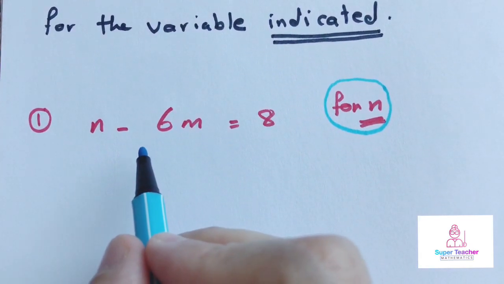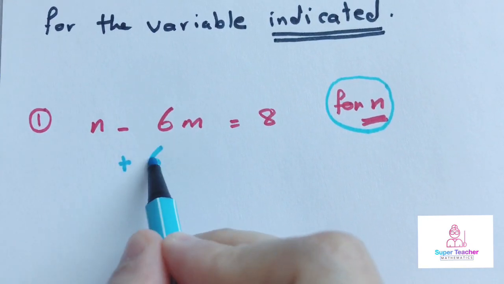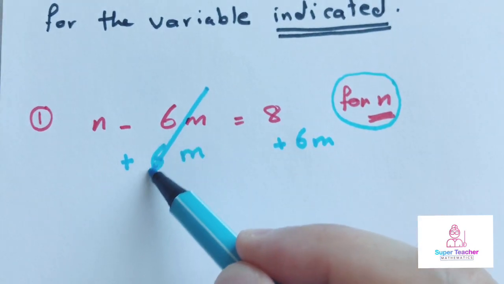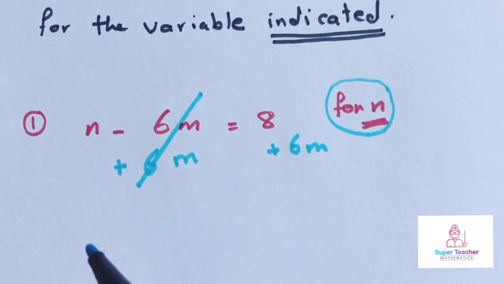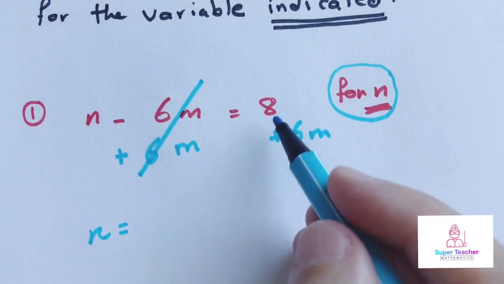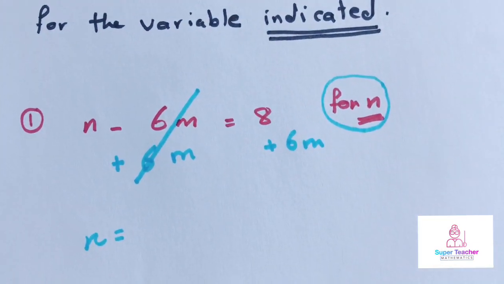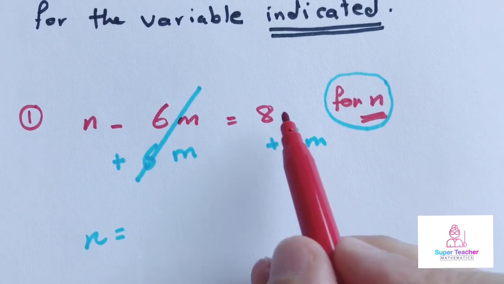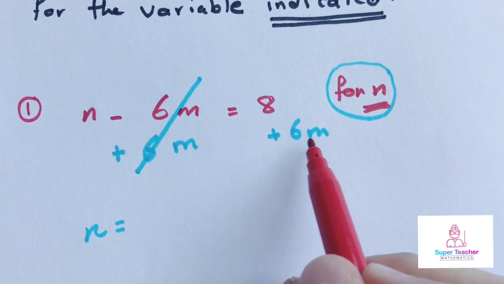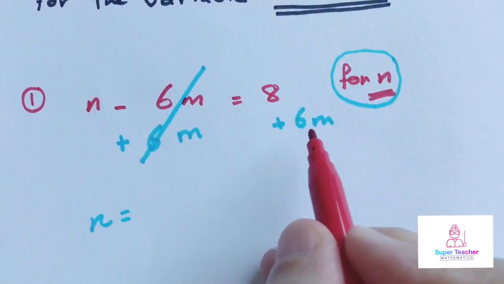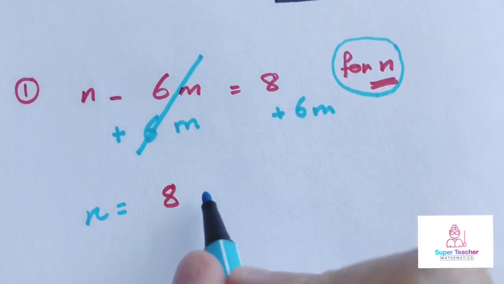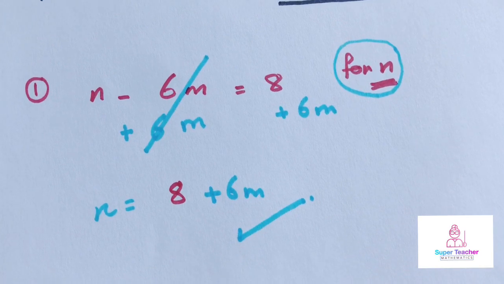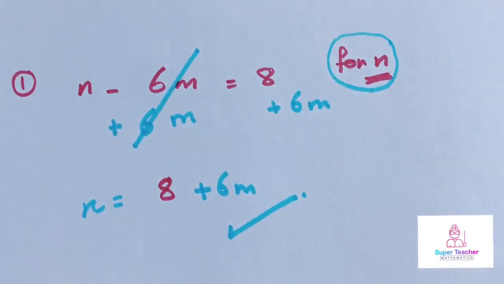What is the opposite of minus 6m? Yes, it is plus 6m on both sides. Then I'm going to cancel these two together, because minus 6 plus 6 will be 0. So what remains is n equals 8 plus 6m. I cannot add 8 with 6 because these are different terms, not like terms. This is only a number and this is a number with a variable, not a number times a variable. So I just keep 8, then I write plus 6m. And this is the result of the equation. So n equals 8 plus 6m.